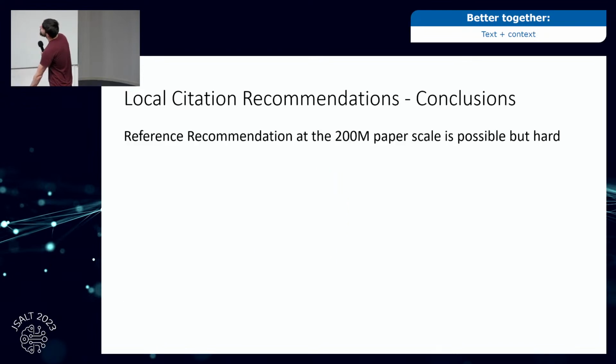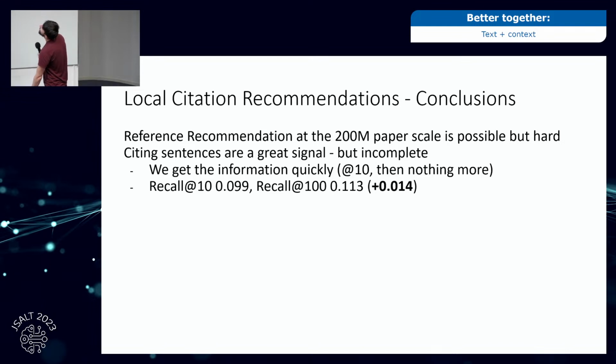Okay, conclusions. So reference recommendation, local citation recommendation at the 200 million paper scale is possible, but it's hard. Citing sentences are a great signal, but they're incomplete. We get the information quickly, and then nothing more. As we move from recall at 10 to recall at 100, we're getting kind of 1% increase.